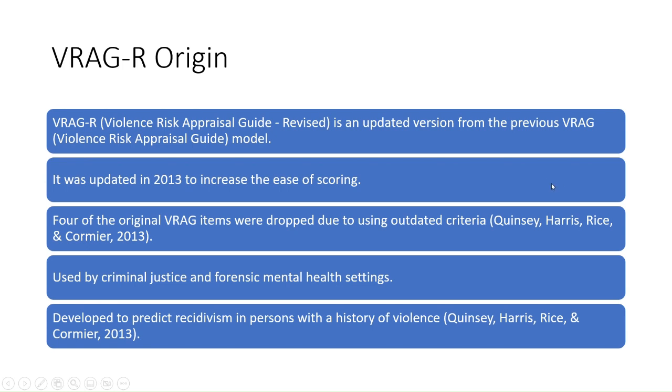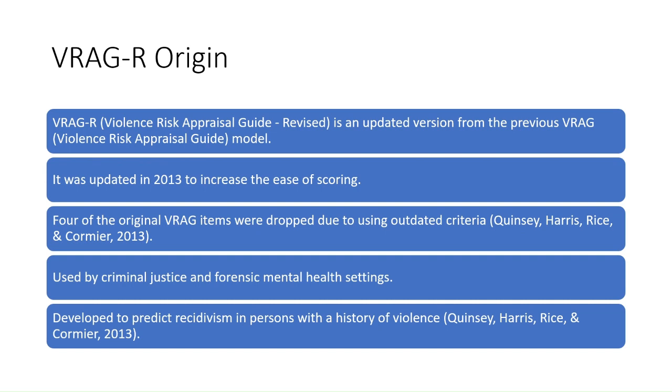Alright, so to start off with the origin of the VRAG-R, it stands for Violence Risk Appraisal Guide Revised. Previously it was just regular VRAG, but after the update, they added the revised part. It is an updated version, and it was updated in 2013 to increase the ease of scoring. Four of the original VRAG items were dropped due to outdated criteria.